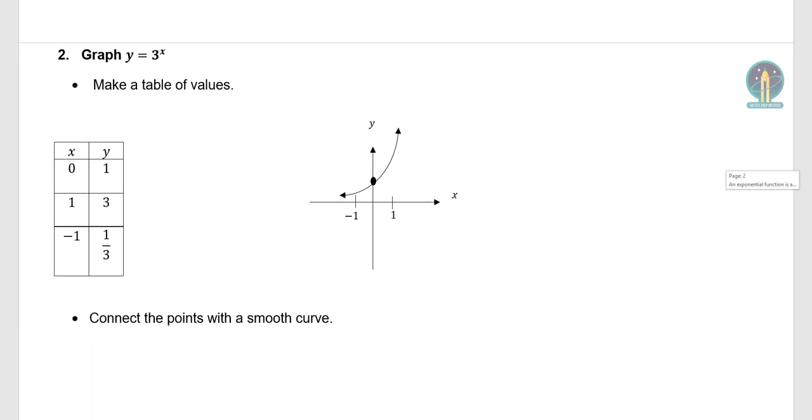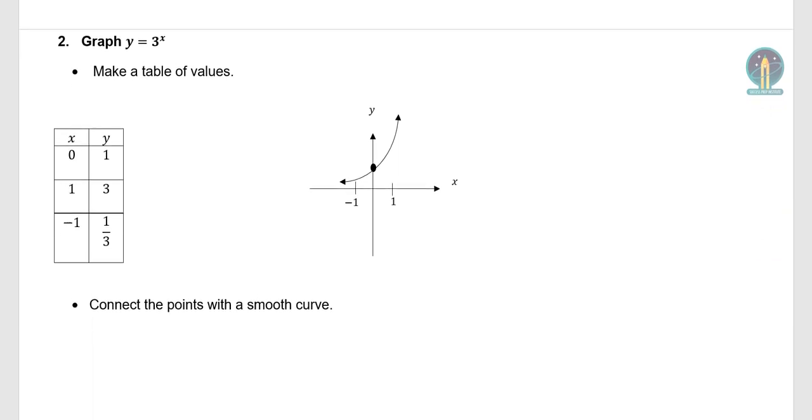Let's look at the next example. Graph y equals 3 to the x. Make a table of values. So y equals 3 to the x. So we have for x equals 0, 3 to the 0 is 1. For x equaling 1, 3 to the 1 is 3. For x equaling negative 1, 3 to the negative 1 is 1/3. Connect the points with a smooth curve.